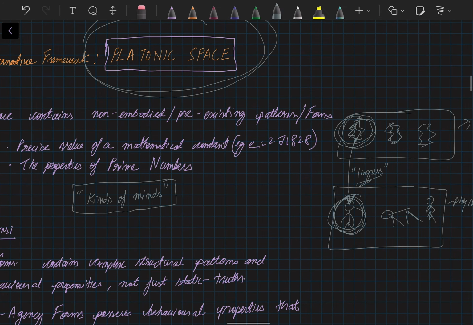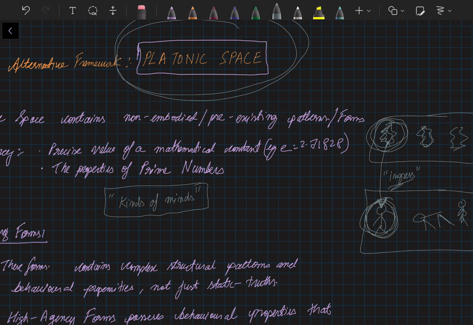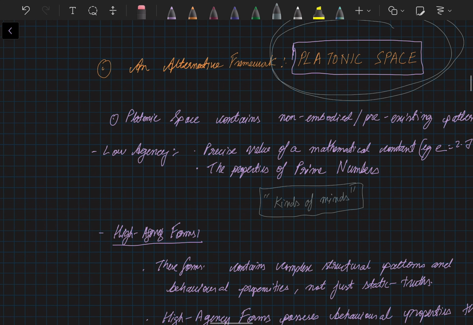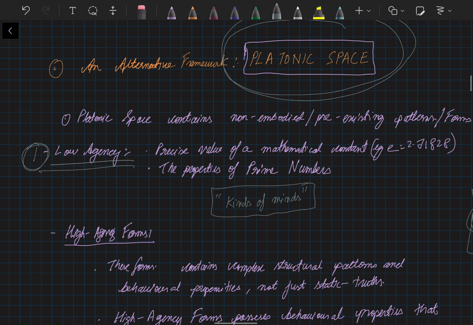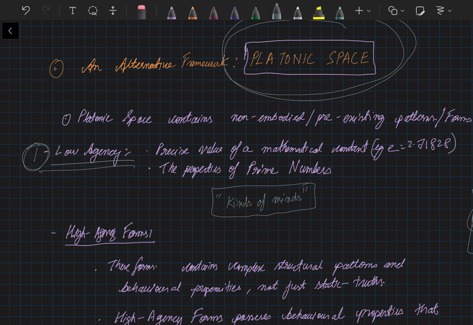So now to summarize, Platonic space is a space that is a different realm of reality, which is not part of the physical world that we live in. And the Platonic space broadly contains two kinds of patterns. Number one is the low agency patterns. These low agency forms are static mathematical truths such as a geometric pattern or the properties of prime numbers and so on.